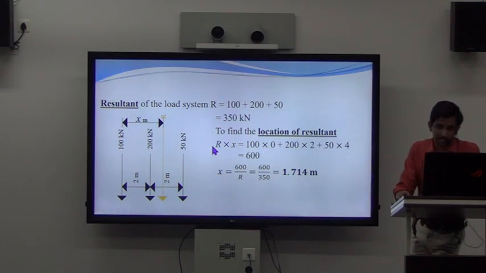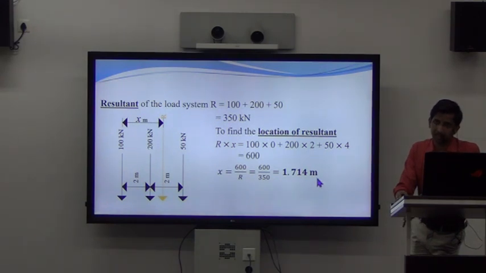Therefore, once you equate this, please note you already know the value of R, which was 350 kilonewton. We have already calculated that. So substitute that value and you can easily find the value of X. So on the RHS, you will obtain it as 600, and right now what I am doing is I am just bringing this R to the other side. Therefore, my X will be equal to this 600 divided by R, or in other words 600 divided by 350. In this particular case, you can see that this value will be coming around 1.714.